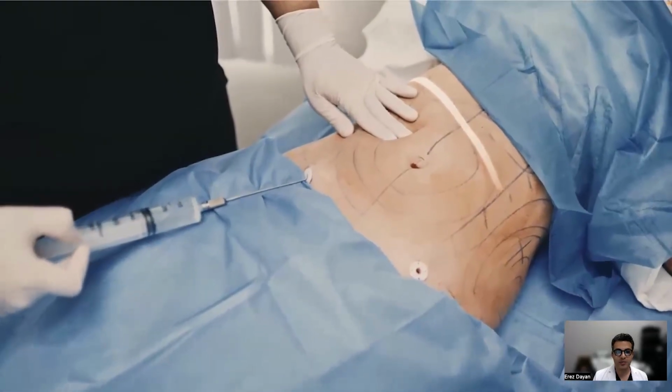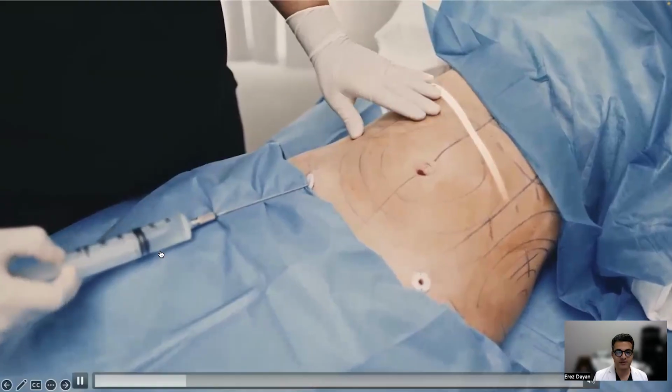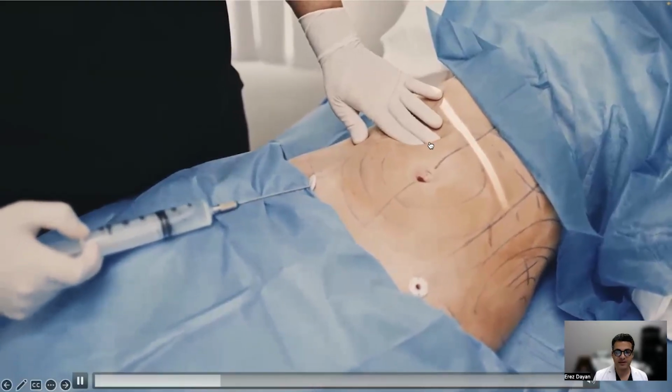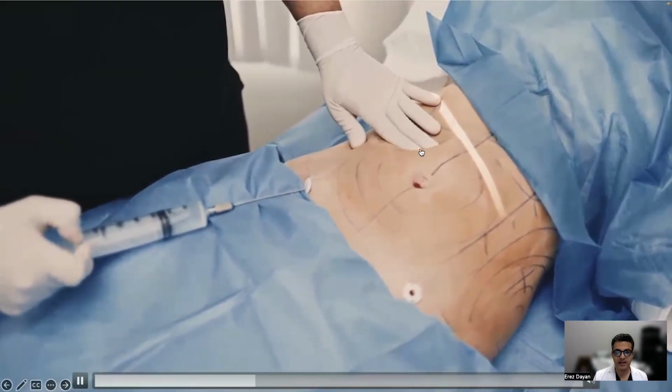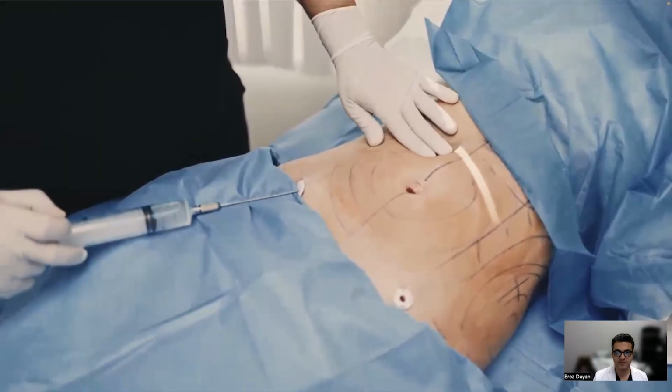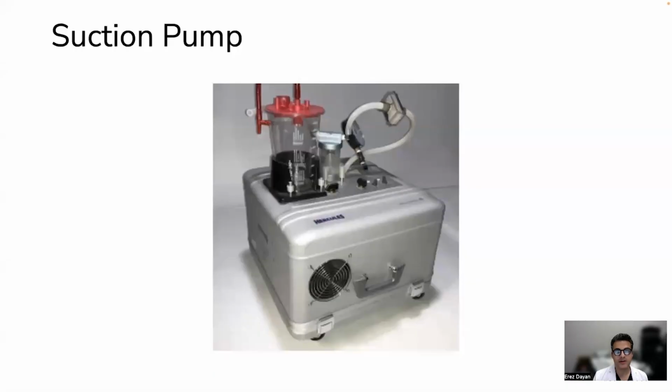So again, I'm going row by row. I'm injecting the tumescent. It's flowing easily, and I can feel where the tip of the blunt cannula is in the subcutaneous space. Now, once we inject tumescent, we're going to wait about 5-10 minutes for the epinephrine to take effect, and then we're going to perform the aspiration portion of this procedure.